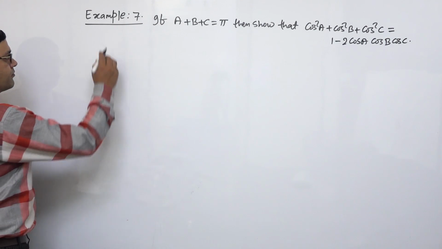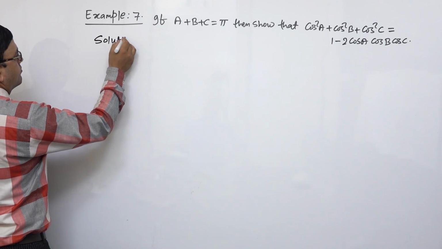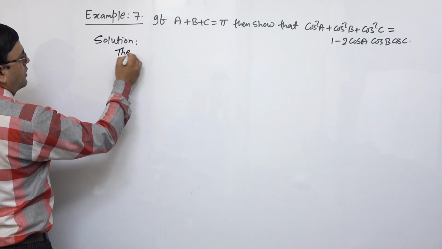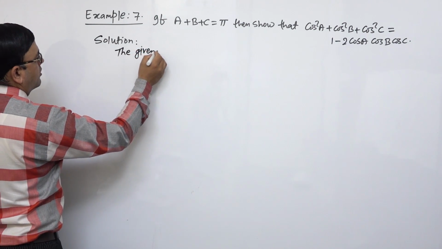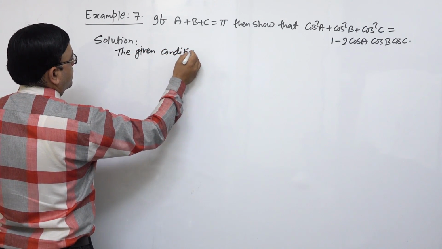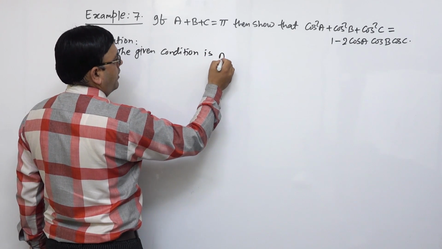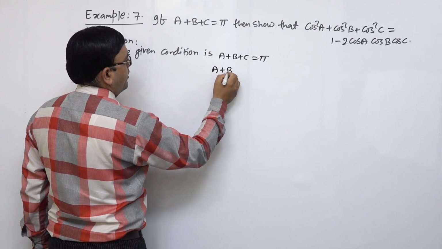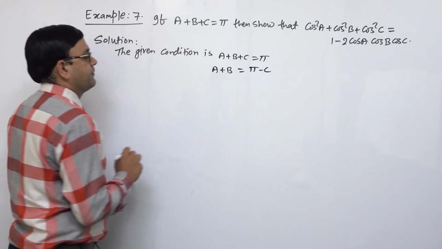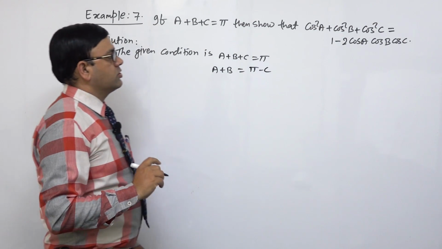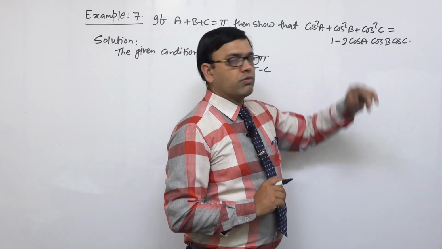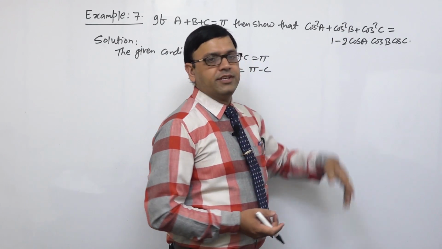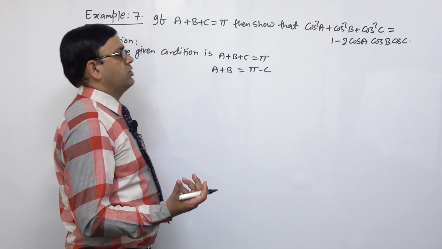Solution. We have the given condition. The given condition is a plus b plus c is equal to pi. So we have a plus b is equal to pi minus c. And here is cos square a, cos square b, cos square c. So we have to change this square in terms of 2a, 2b and 2c. So cos 2a, cos 2b, cos 2c.